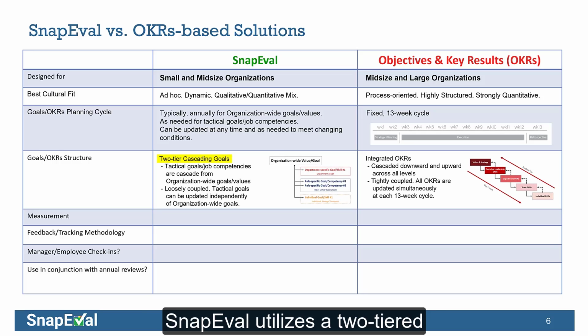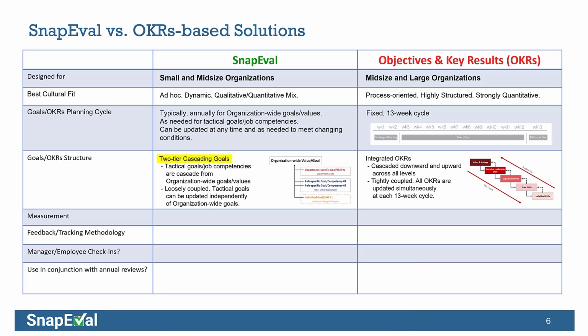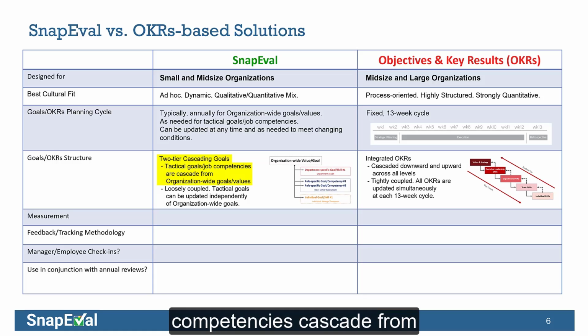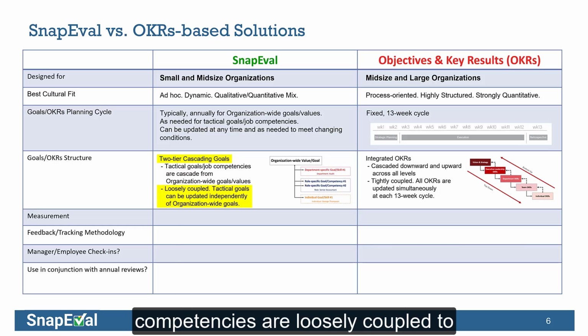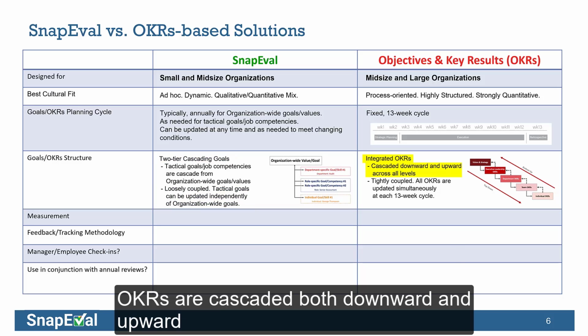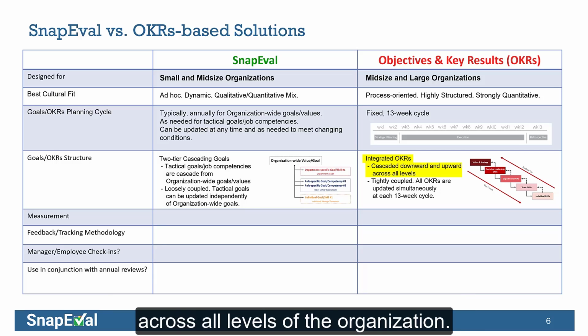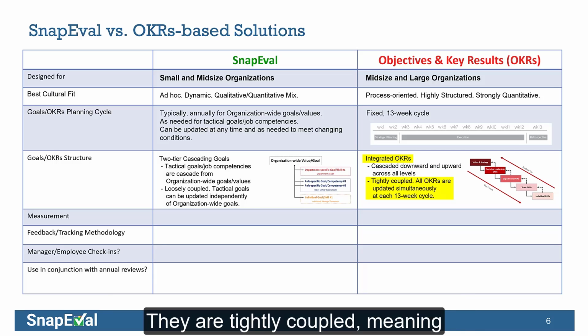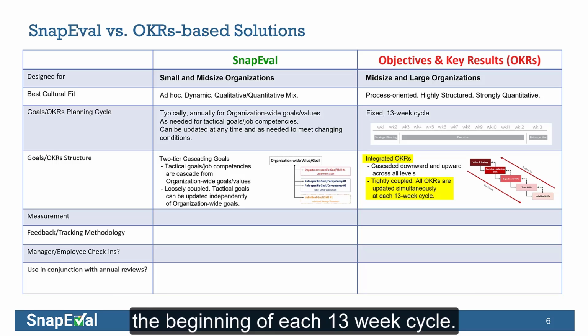SnapEval uses a 2-tiered cascaded goals approach. The tactical goals and job competencies cascade from organization-wide goals and values. The tactical goals and job competencies are loosely coupled to the organization-wide goals, meaning that they can be updated independently of the organization-wide goals as needed to meet changing conditions. OKRs are cascaded both downward and upward across all levels of the organization. They are tightly coupled, meaning that they can only be updated at the beginning of each 13-week cycle.